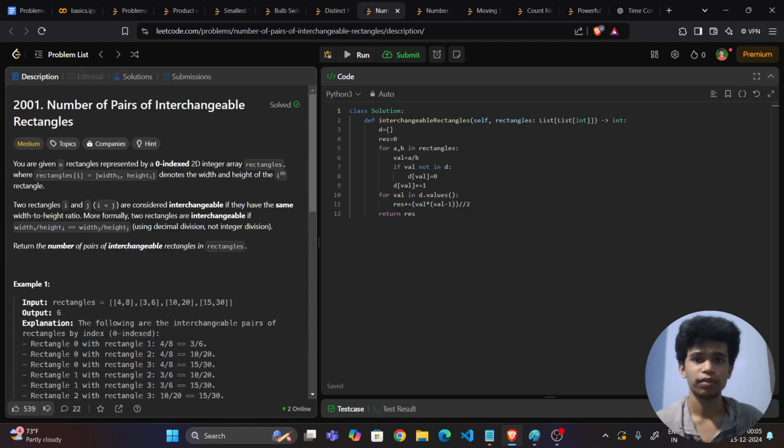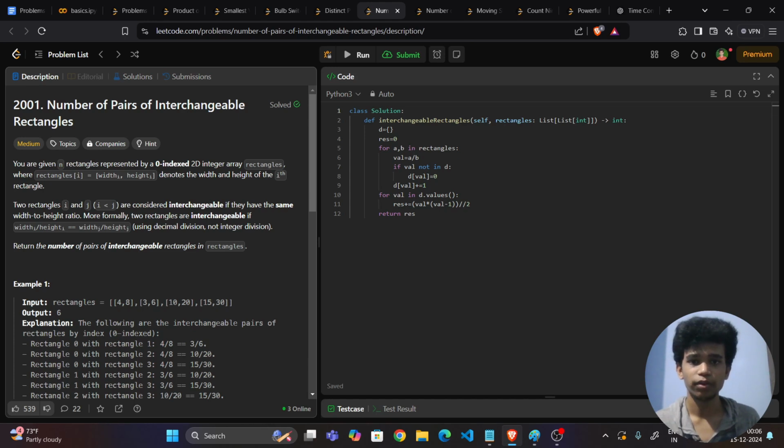See here, first of all, I am taking the hash map. Then result is equal to 0, for a comma b in rectangles. Now value is equal to a divided by b. I am taking the value, right? I am not taking auxiliary memory to store the ratio values. I am just taking this as a variable val. Now if val is not in D, then I will declare a key called val in the hash map and declare its count as 0. Then again, I will increment the val count by 1, right?